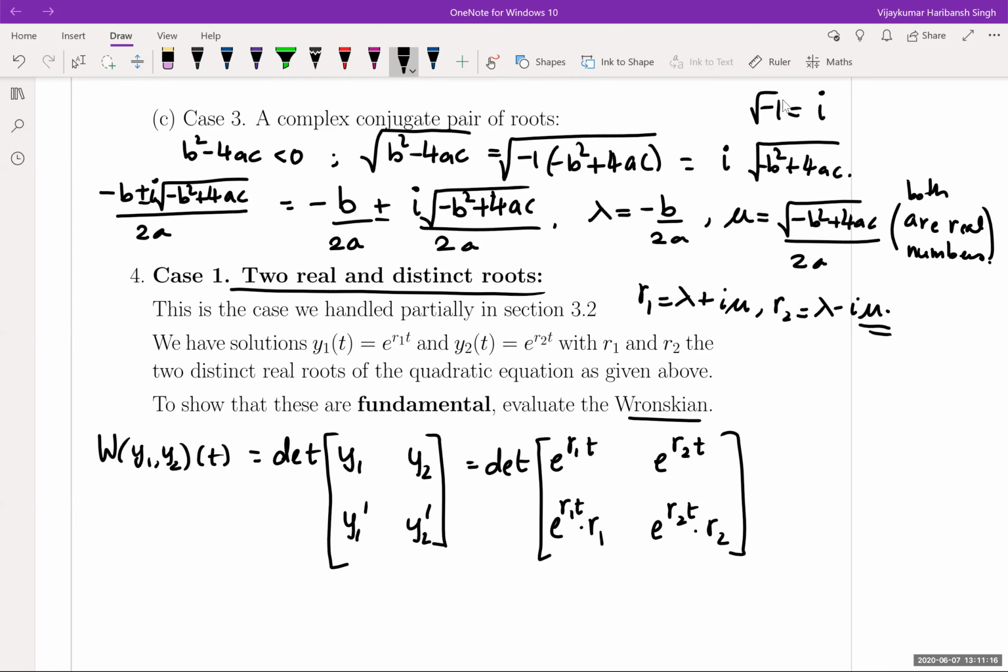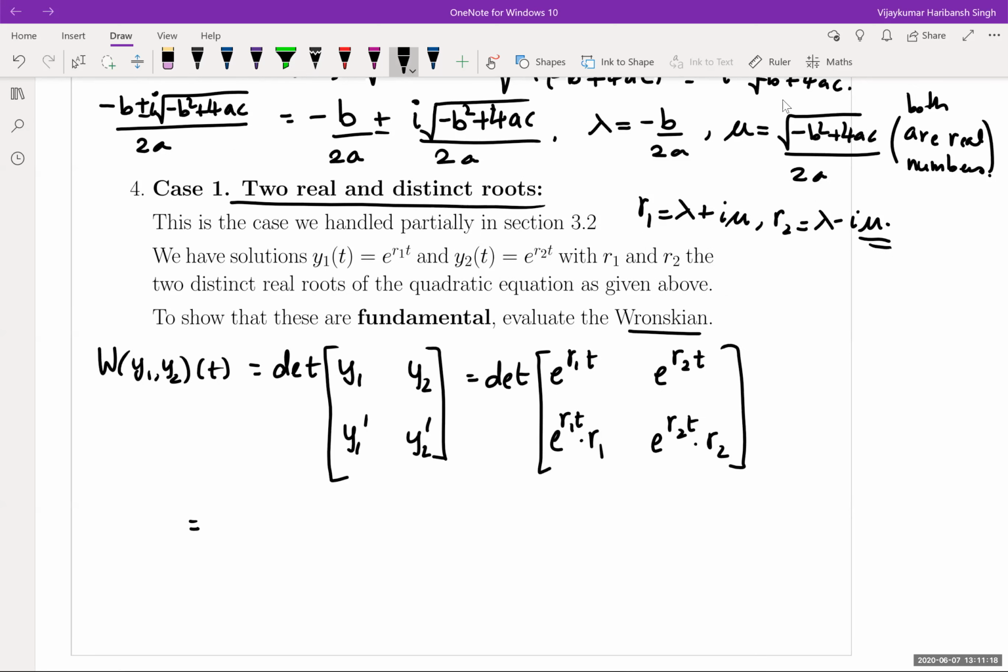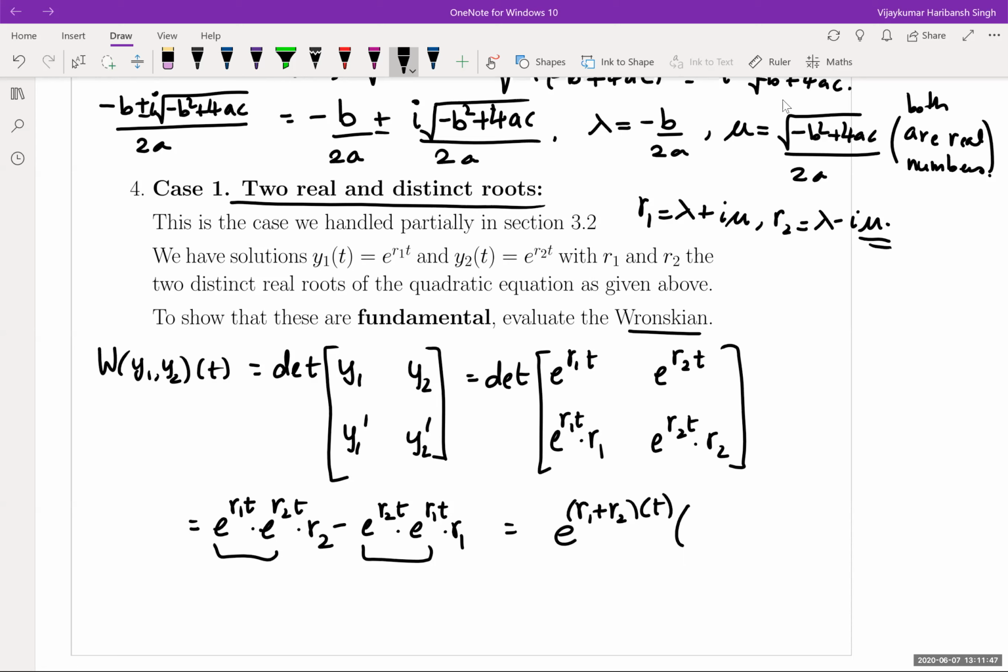And then when you compute the determinant of this, it's going to be e to the power r1t times e to the power r2t times r2 minus e to the power r2t times e to the power r1t times r1. Now you can take these common and combine them together. So you have e to the power (r1 plus r2)t times (r2 minus r1).